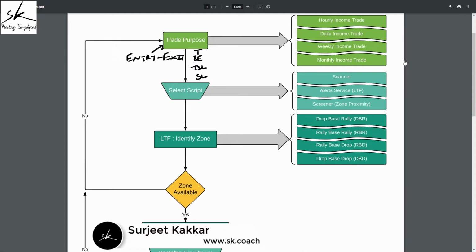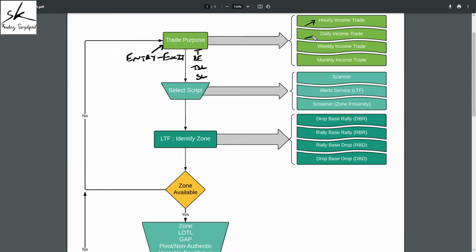Now, what I've done is I have divided these trades into 4 different purposes, and we call them hourly income, daily income, weekly income, and monthly income. Hourly income implies a trade where my expectation is this trade can last for an hour or a few hours. Daily income, a trade which can last for a day or a few days. Weekly income, a trade which can last for a week or a few weeks. And monthly income, a trade which can last for a month or a few months.